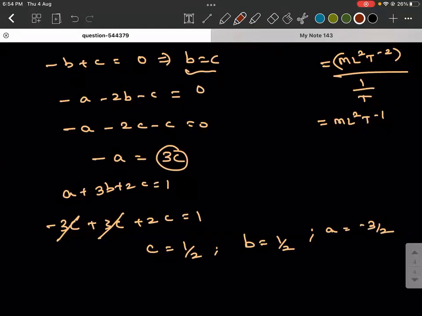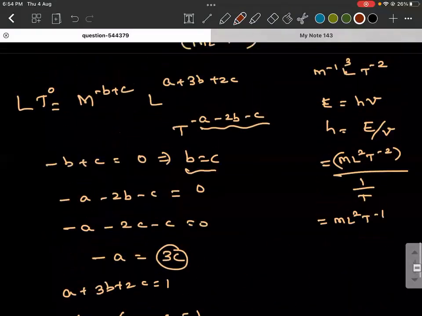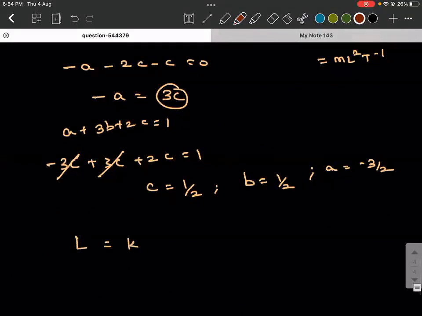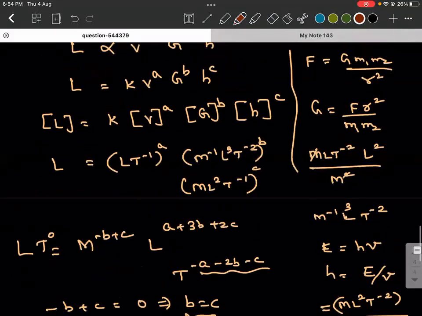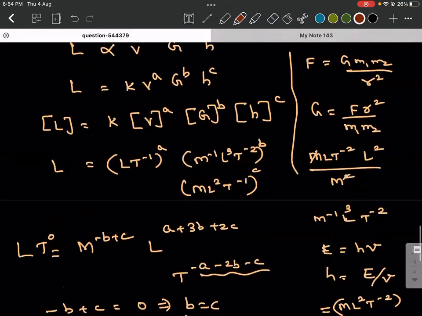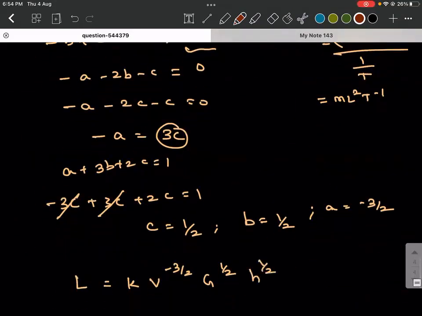Slightly tough, but the expected equation is L is equal to k into v power minus 3 by 2, g power half, into h power half. So this is how you need to write. Did you understand what they asked in the problem? It's the same procedure. This is what is called finding the relation between a physical quantity and other physical quantities using dimensional analysis.